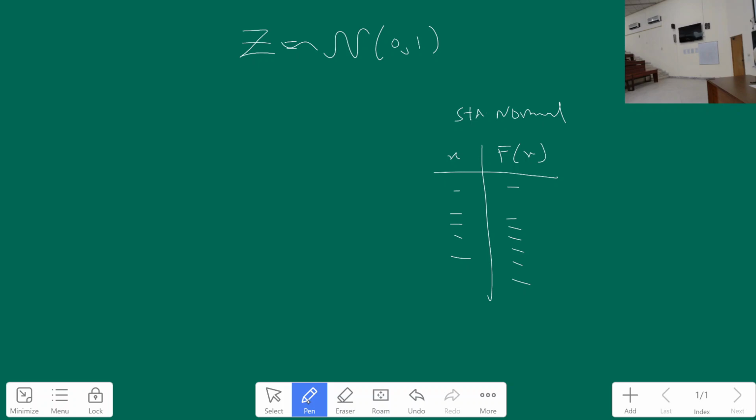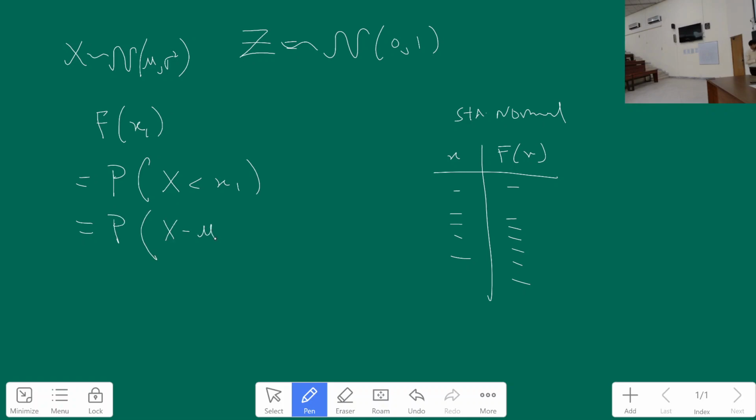Let's say I want to find F of small x1 for a Gaussian distributed random variable which is not in its standard form, has some mu and variance. I go back to definition. What is F(x1)? Probability x is less than x1. Agreed? That's just CDF defined. Now the trick I can play, I cannot use that table because that table is for standard cases. I can say, okay, I will subtract mu from x. Can I do that? Yeah.